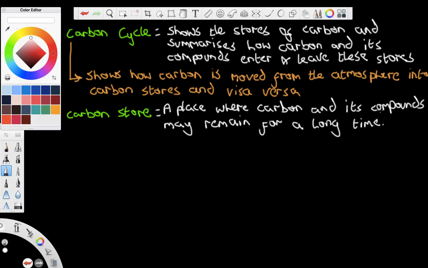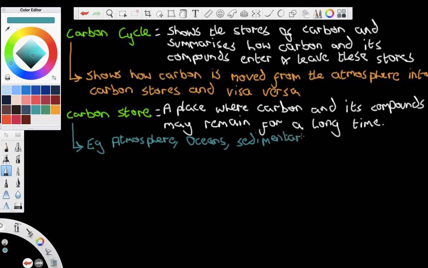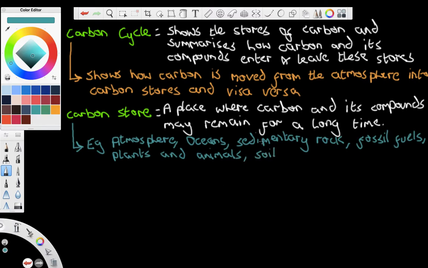Now, some examples of carbon stores include the atmosphere. They include the oceans, sedimentary rock, fossil fuels, which we'll talk about in a minute, plants and animals, and finally, the soil. These are all areas where carbon can be stored.